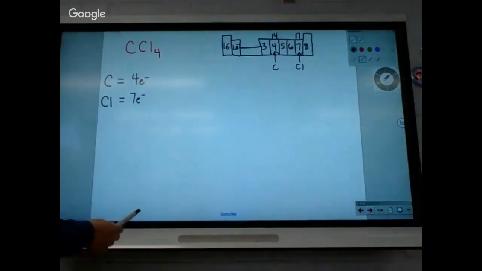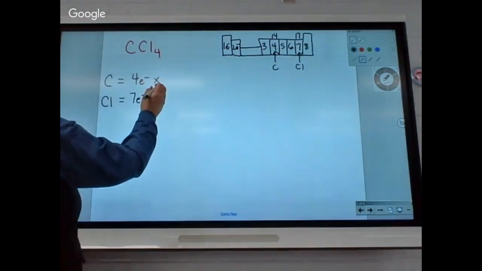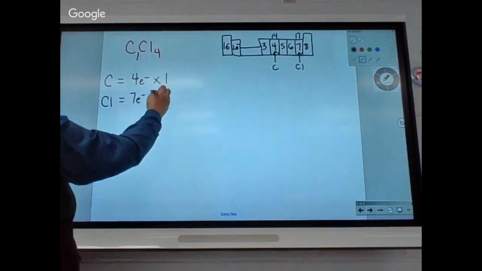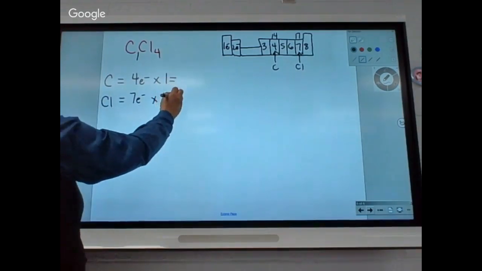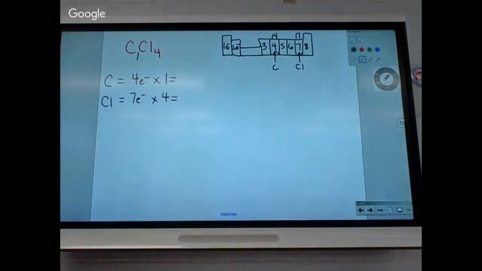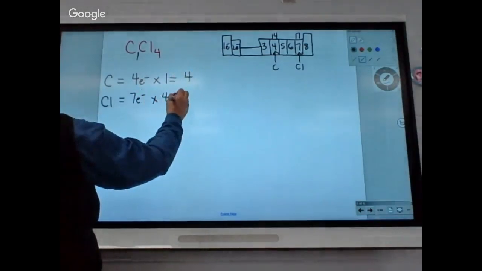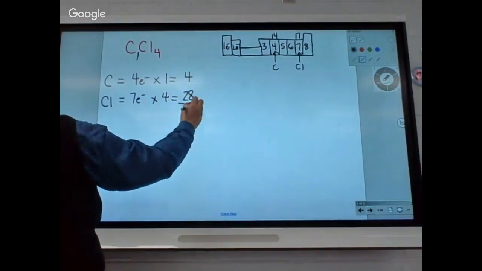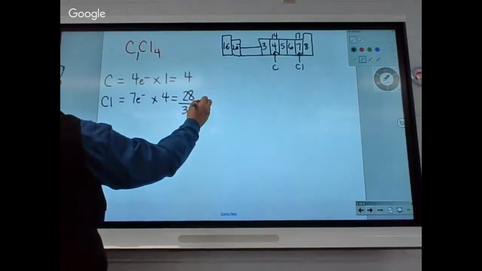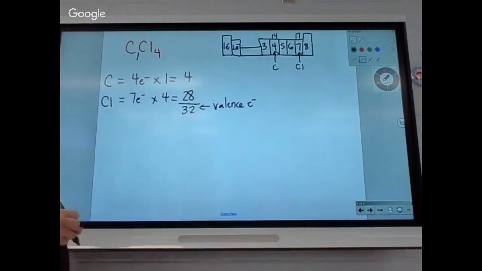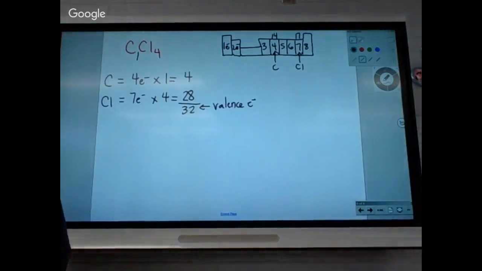Okay. How many carbons do I have in the formula? So, times 1. How many chlorines? 4. The only thing that's different is we're not looking up an atomic mass; we're looking up the number of outer shell electrons. So 1 times 4 is 4, and 7 times 4 is 28. We add it up and we get 32. This is our valence electrons. That's step 1. So when we draw our Lewis structure, we're going to have how many dots? 32. It's a lot of dots.